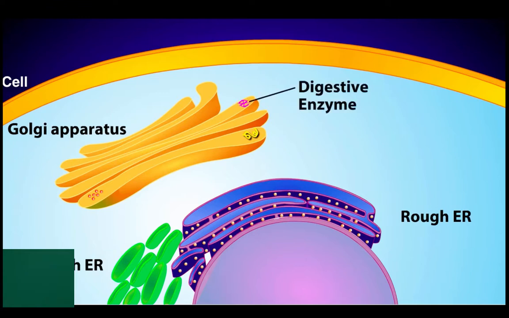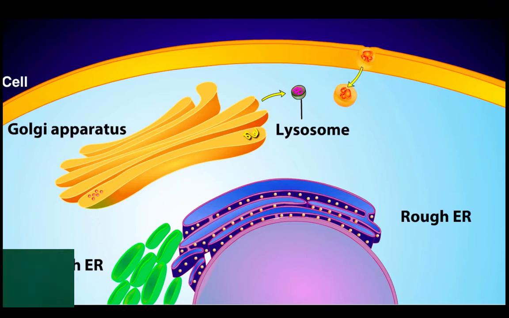For example, some of the proteins from the rough ER are modified by the Golgi Apparatus to become digestive enzymes, which are packaged into a special type of vesicle called a lysosome. The job of this particular lysosome is to fuse with another vesicle coming in from the plasma membrane. The lysosome's digestive enzymes then break down the contents of the vesicle, releasing nutrients for the cell.